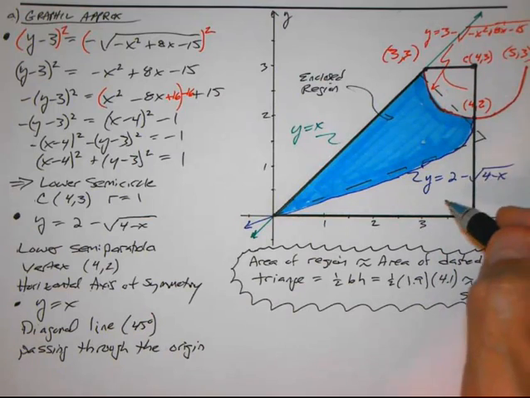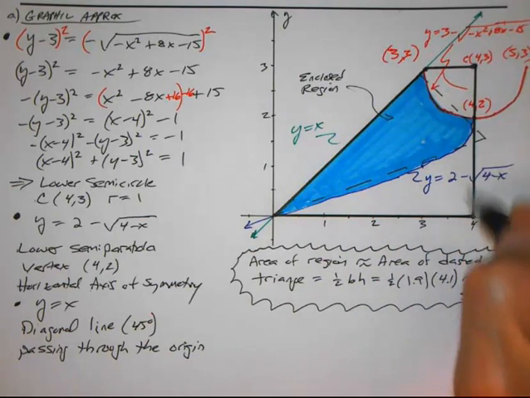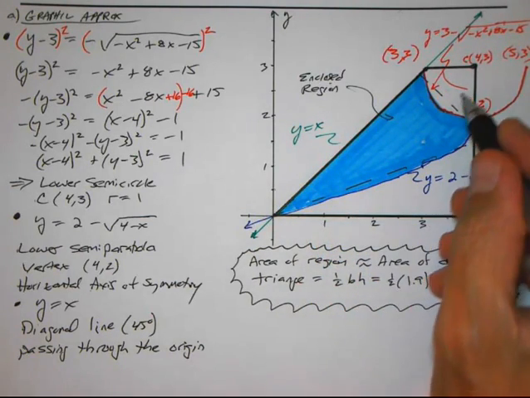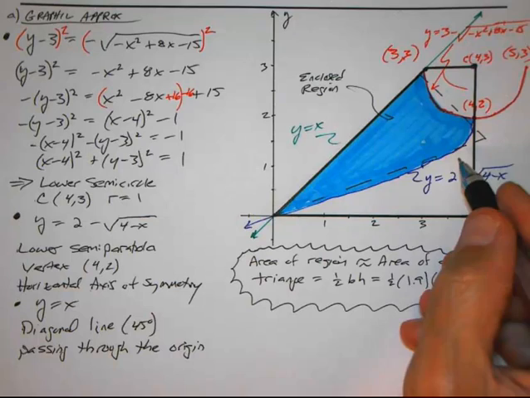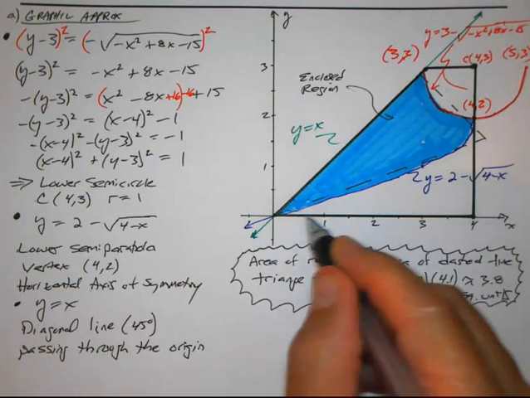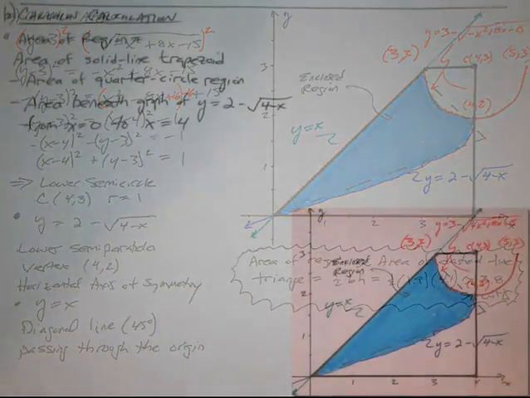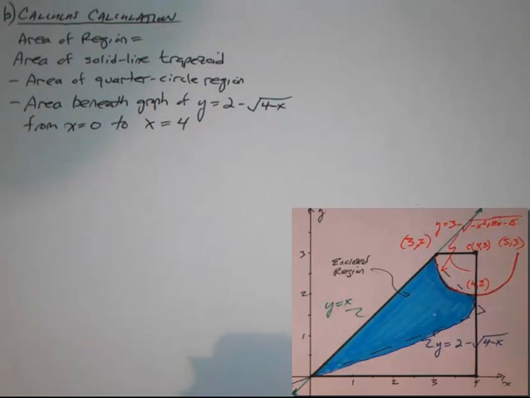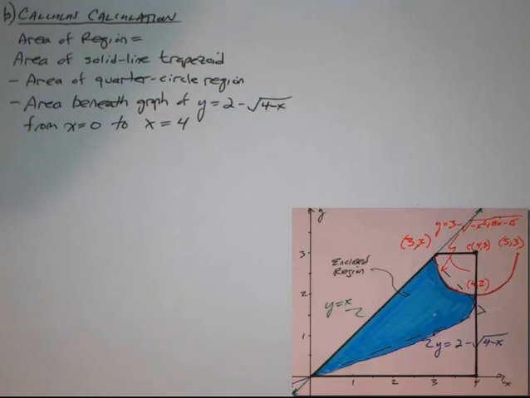Okay, so think about this then. We can view the area of the blue enclosed region as being the area of this dark lined trapezoid minus this quarter circular region area minus the area beneath this curve from 0 to 4. Okay, that'll be our strategy. Alright, so we've put this in writing now. The area of the region is the area of that solid line trapezoid minus the area of the quarter circle region minus the area beneath the graph of y equals 2 minus square root of 4 minus x from x equals 0 to x equals 4.